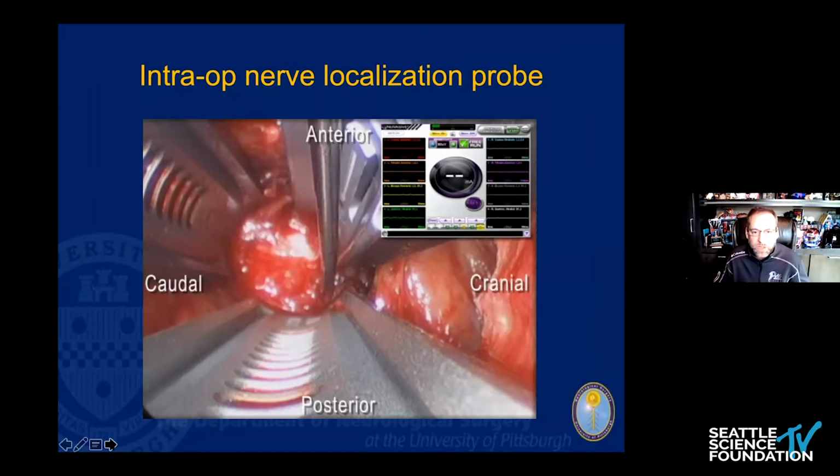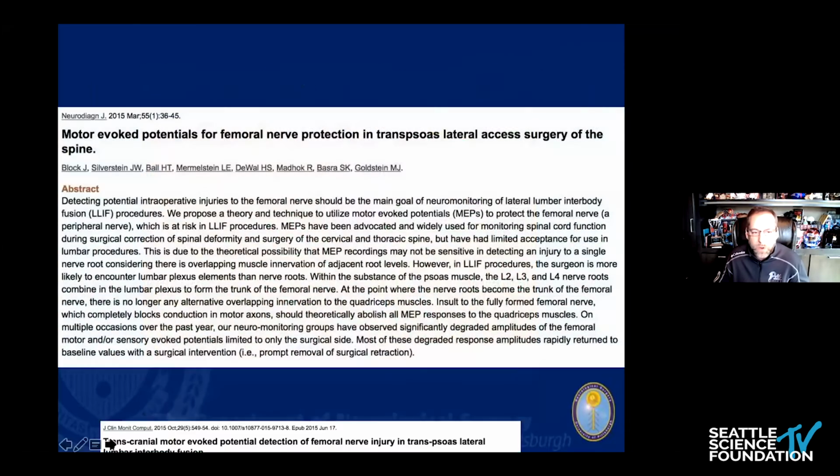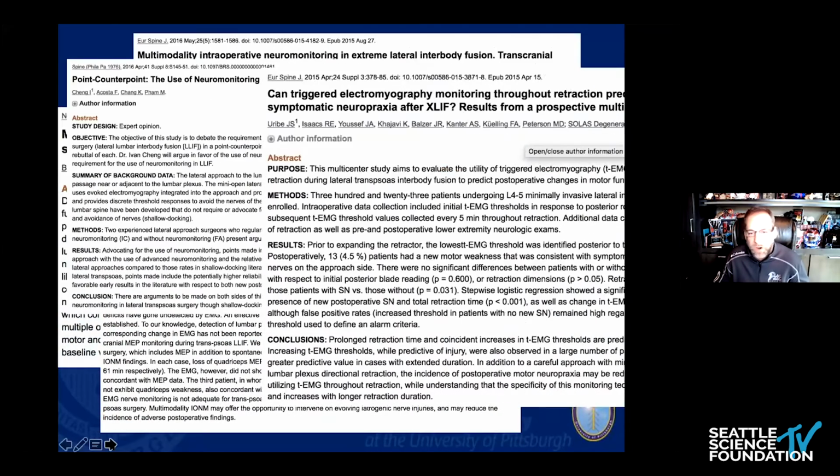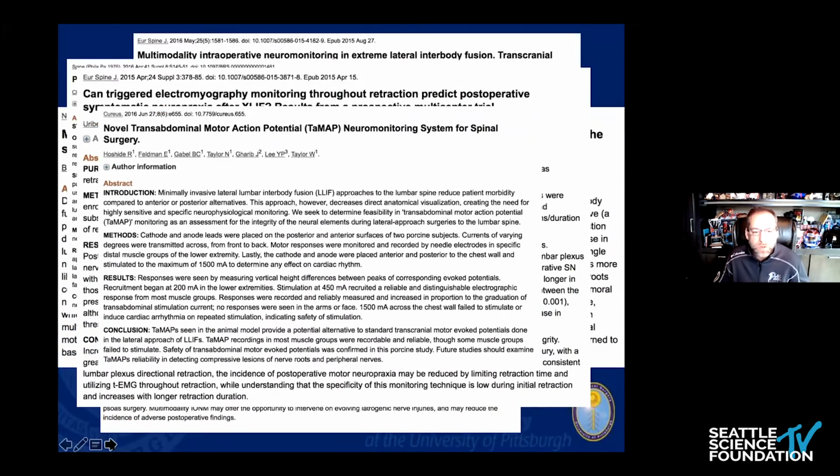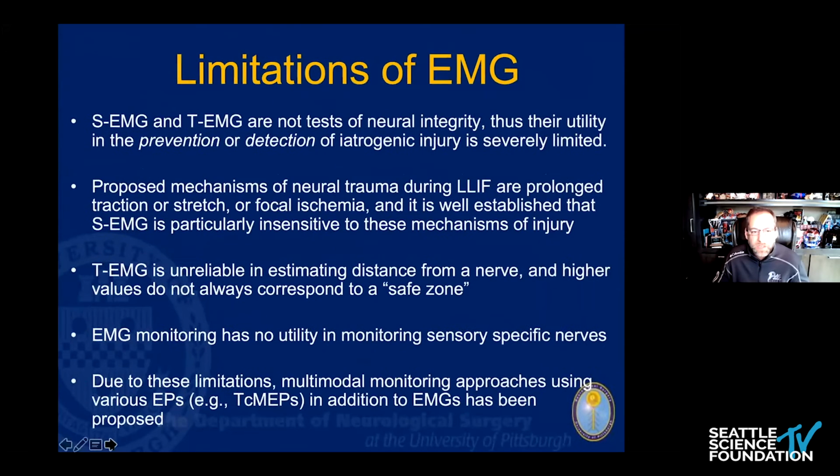And of course, now there's the nerve localization with the probes. This is something that is routinely performed. And there are article after article after article of newly incorporated evoked potential papers that are suggesting that the spontaneous as well as triggered EMGs, you've got to remember, these are not tests of neural integrity. These don't prevent injury. What they do is help us localize.